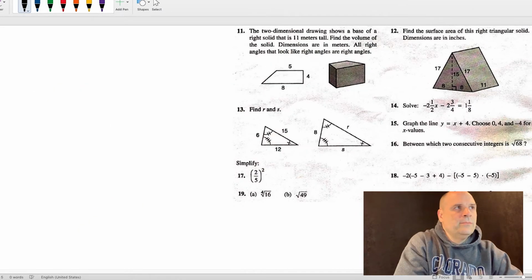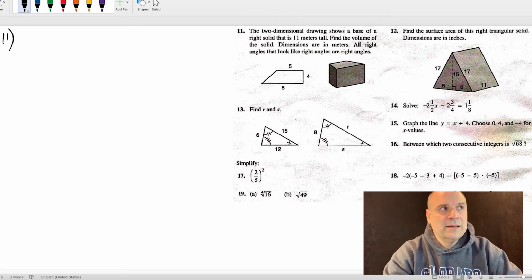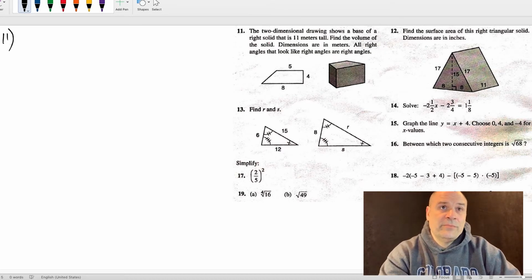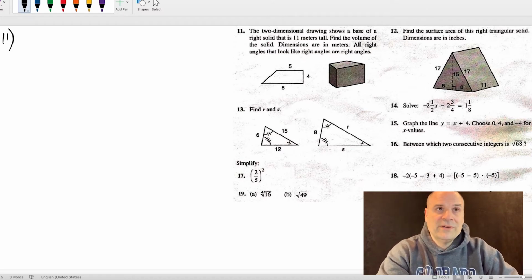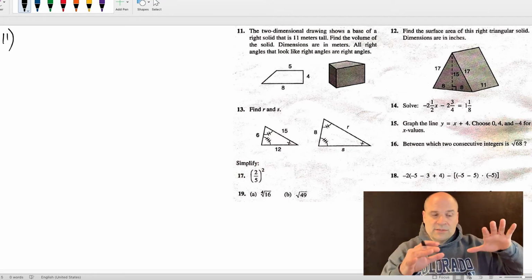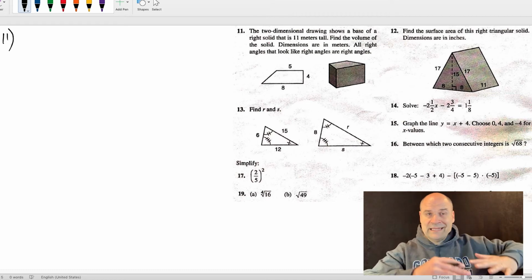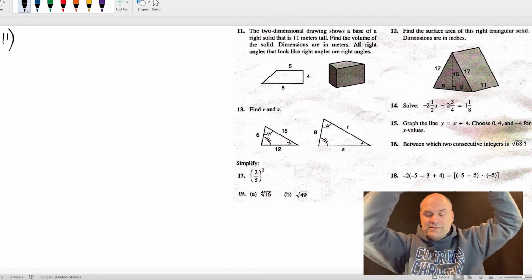Moving on. Number 11. This is kind of like a previous problem. A cylinder is a lot like a prism. So this two-dimensional drawing shows a base of a right solid that is 11 meters tall. Find the volume of the solid. Okay, so it's this little trapezoidy looking thing. There are 11 of those stacked on top of itself.